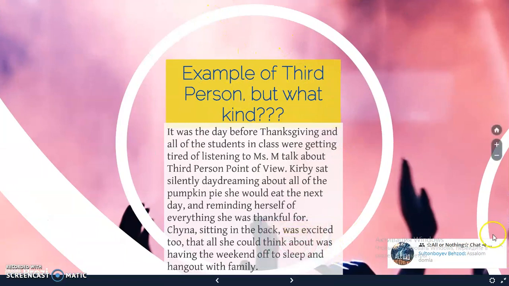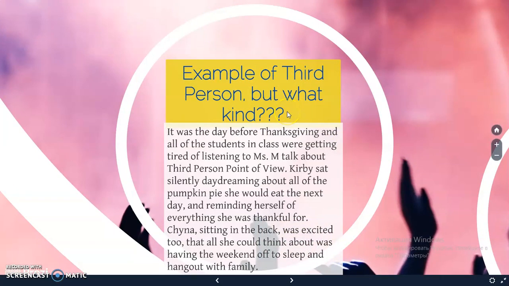Example of third person, what kind? Omniscient, limited or objective? It was the day before Thanksgiving and all of the students in class were getting tired of listening to Mrs. talk about third person point of view. Kirby sat silently daydreaming about all the pumpkin pie she would eat the next day and reminding herself of everything she was thankful for. China, sitting in the back, was excited too, so that all she could think about was having the weekend off to sleep and hang out with family.